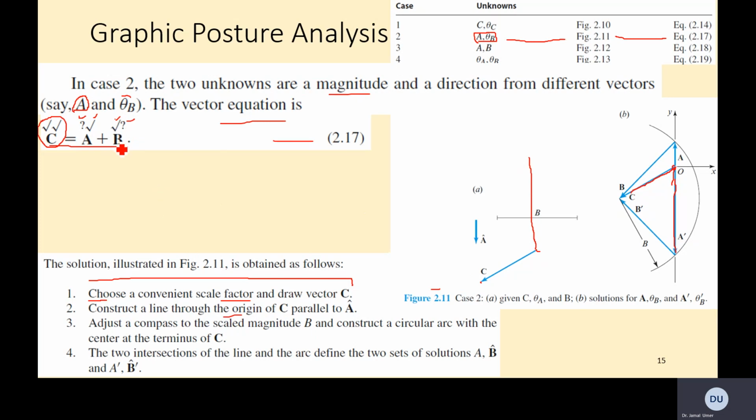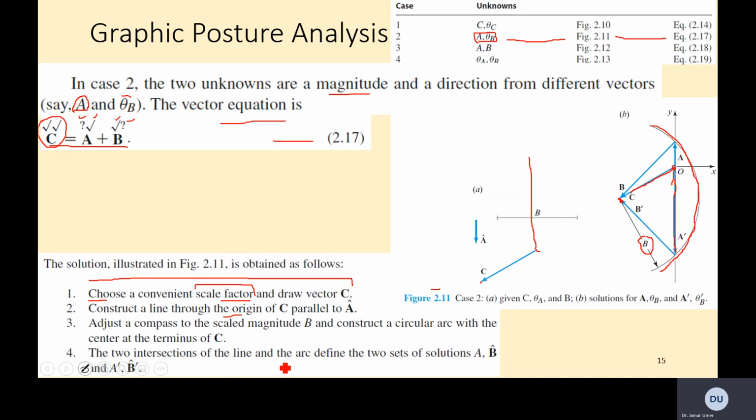Now, for B, we know the magnitude, but we don't know the direction, so we need to work out just the magnitude. Whatever scale you have used, with the same scale and the same magnitude, take the scaled magnitude B and construct a circular arc with the center at the terminus of C. You draw a circle like you do with a compass: one end of the compass over here, the second end at the length of B. We don't know the direction of B, but we just need the length. So you just draw an arc. This is the B length.